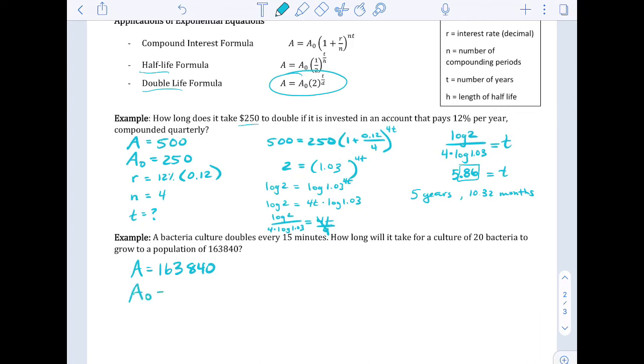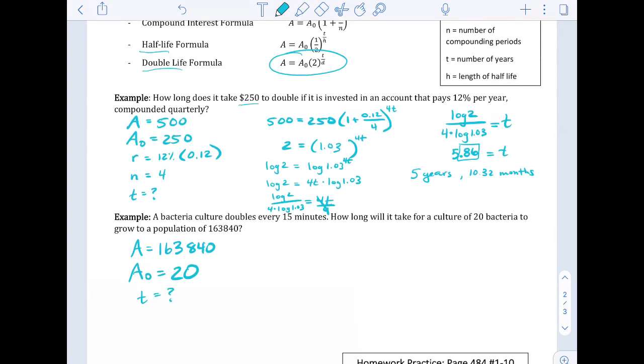A0, that's how much we started with. It was a culture of 20 bacteria. But T is the amount of time. I don't know what that is. It says how long does it take? And then finally, the doubling time. I know that it doubles every 15 minutes.